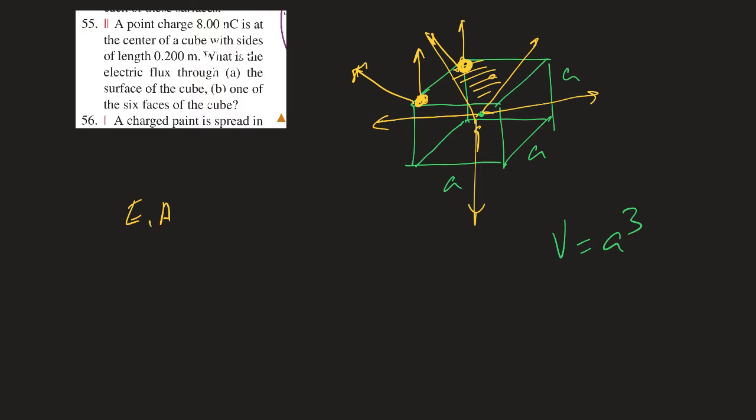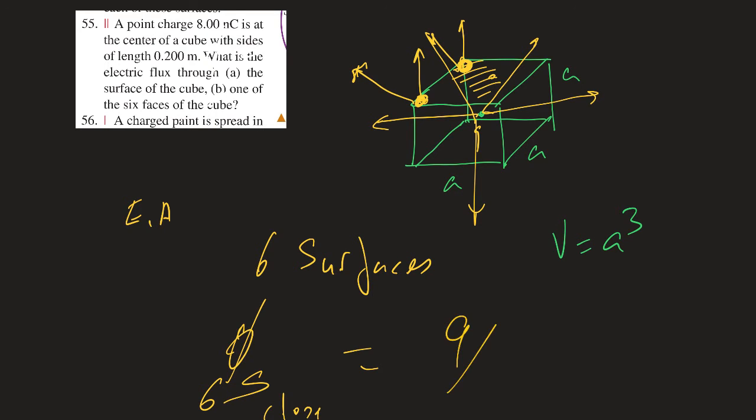It says, what is the electrical flux through the surface of the cube? It means the whole surface. How many surfaces does the cube have? Six surfaces. Okay. What does Gauss' law say? If you have six surfaces and they make a closed surface, the flux through the closed surface, through the six surfaces that are closed, is the charge inside divided by epsilon 0.